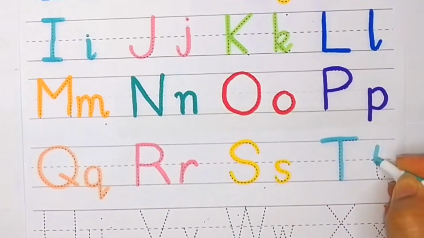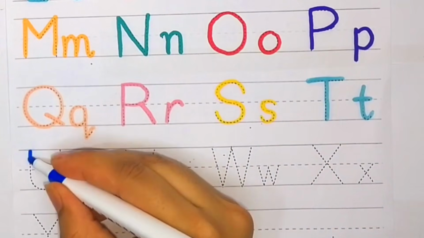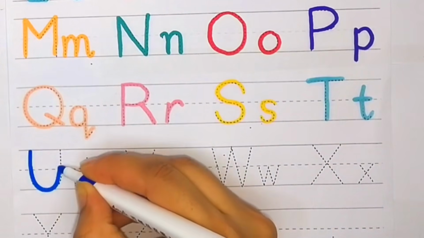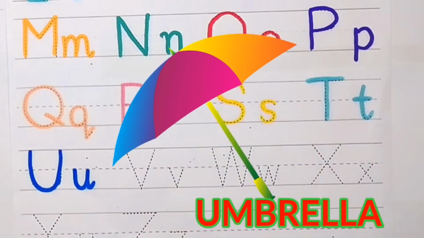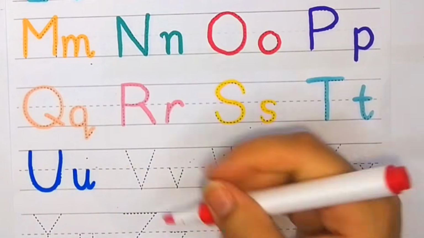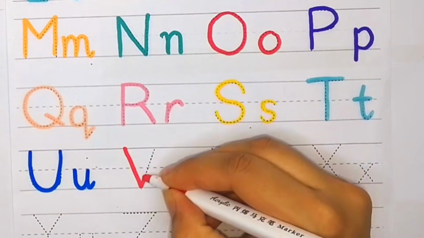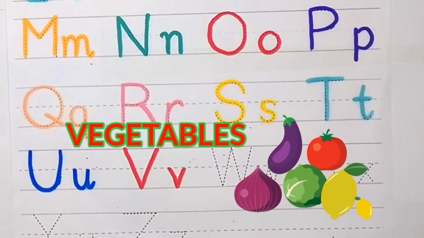Capital T, small t for tomato. Capital U, small u, U for umbrella. Capital V, small v, V for vegetables.